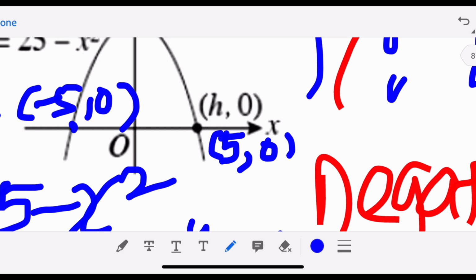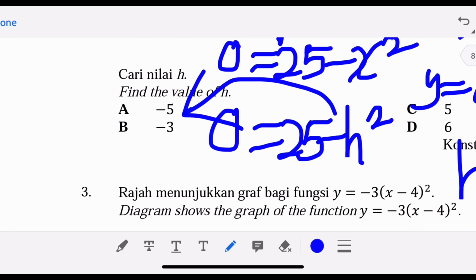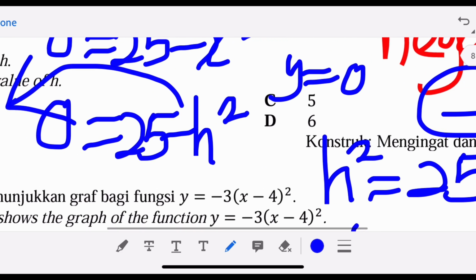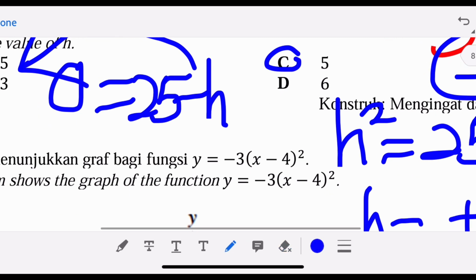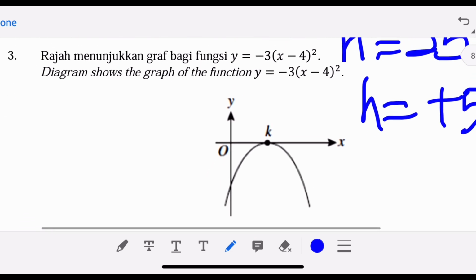So you choose the one which is logical based on the graph. Okay, so the h is positive 5. Alright, so actually for all the answers you have to refer to the graph. Okay, so I have discussed number 2 already. So the h is 5. So where's the answer? Is C, right? So this is the answer. Alright, so it's easy, isn't it? It's not tough. Okay, now I will discuss number 3.